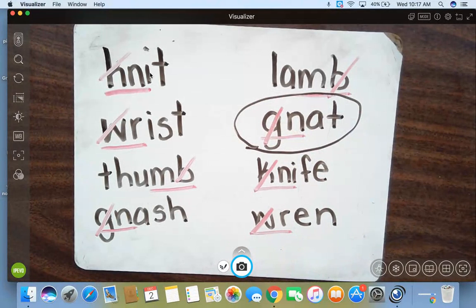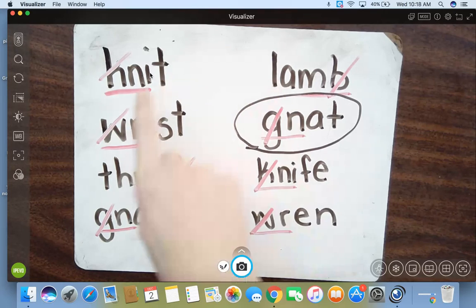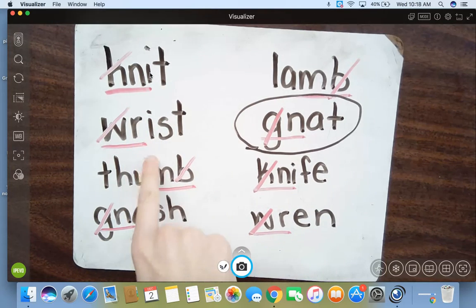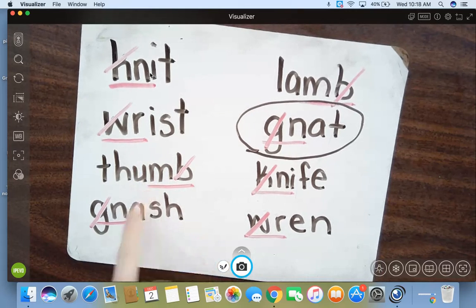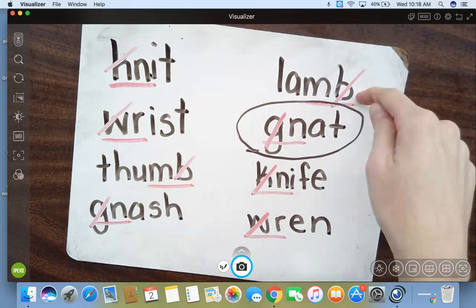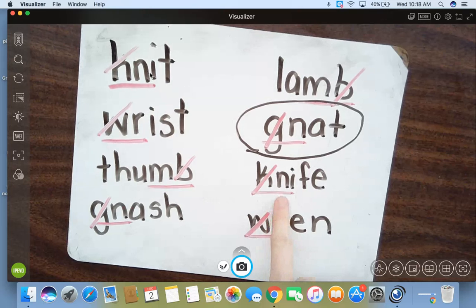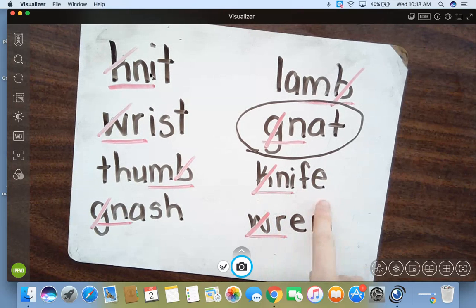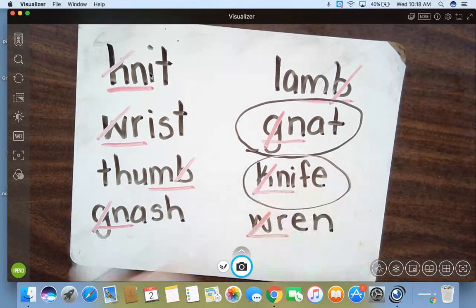All right, remember some of the other words we read because you know them now. Your next one: Dad cuts with a what? All right, Dad cuts with a knit, wrist, thumb, gnash, lamb. Oh, how about this one? We haven't read it yet. Knife. Oh, hey, I think that's it. I think Dad cuts with a knife. Don't you think? All right, I'm going to circle it.